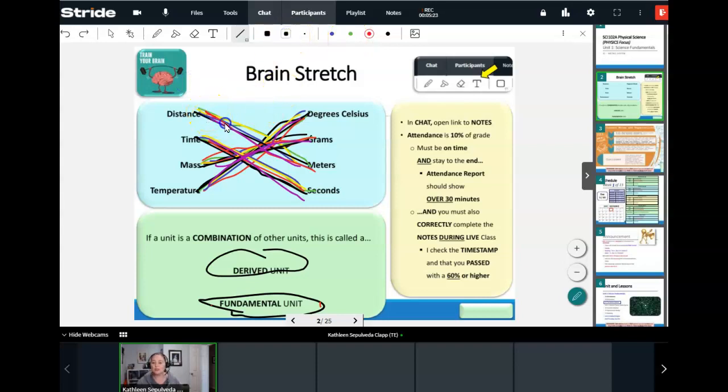Distance is going to be meters, and I'm going to switch my colors here. Let me grab a different color. I'll go green or something. All right, so distance is going to be meters right here. Time is going to be seconds, okay? Mass is going to be grams, and finally temperature is going to be degrees Celsius. So nice job. I don't think I saw any mistakes there.